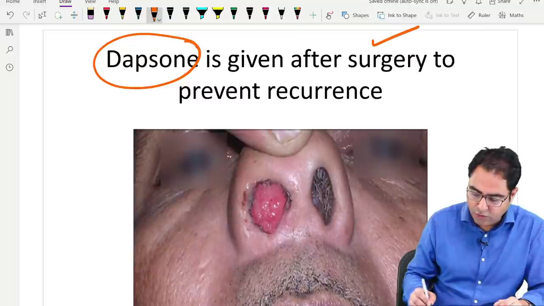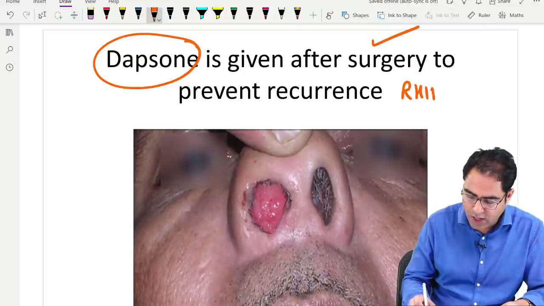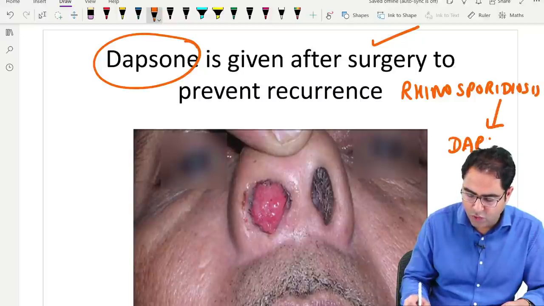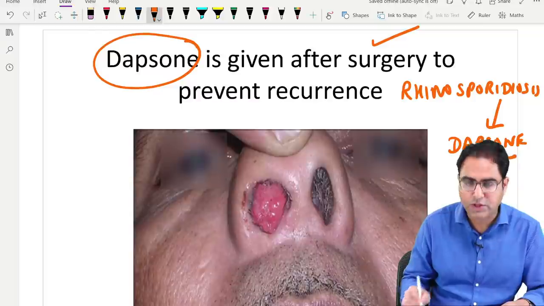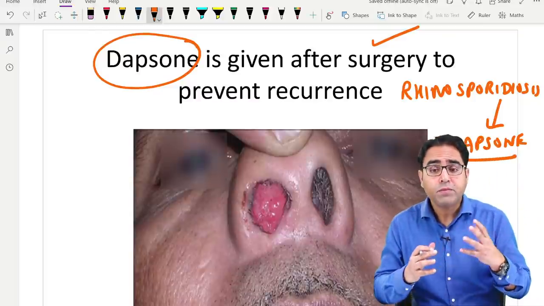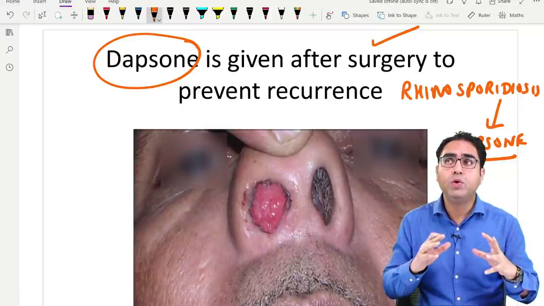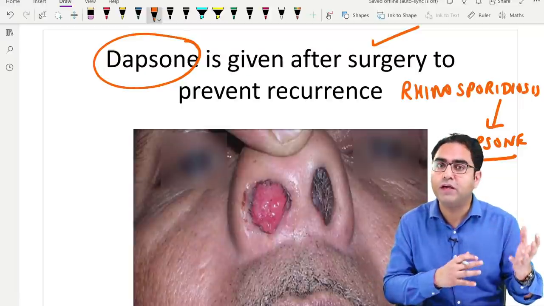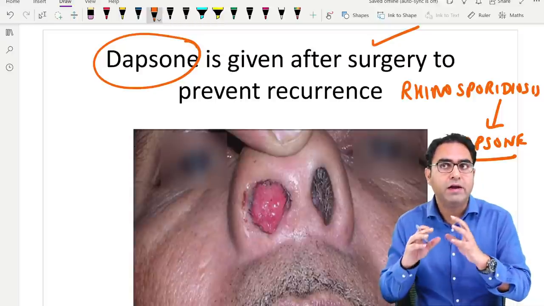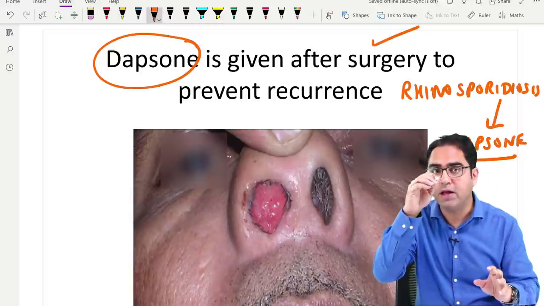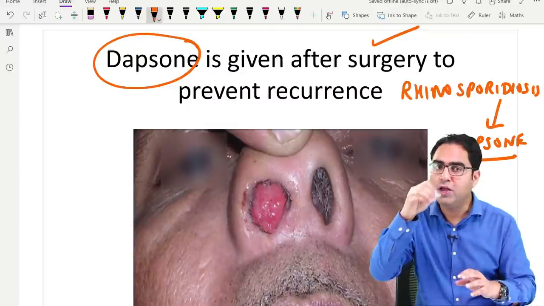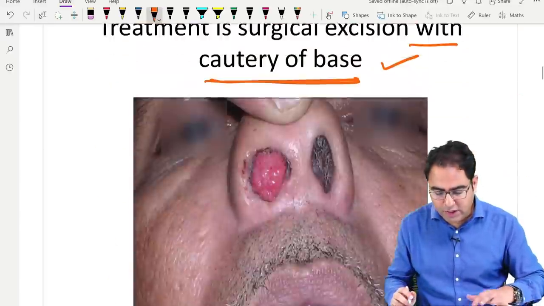Which drug is used for the rhinosporidiosis? How to remember Dapsone? Rhinosporidiosis, D for Dapsone. I'm telling you this because there is another similar-sounding disease, called rhinoscleroma. In rhinoscleroma, we use some other drugs called streptomycin and tetracycline. Rhinoscleroma has got no D. Rhinosporidiosis, D for Dapsone.